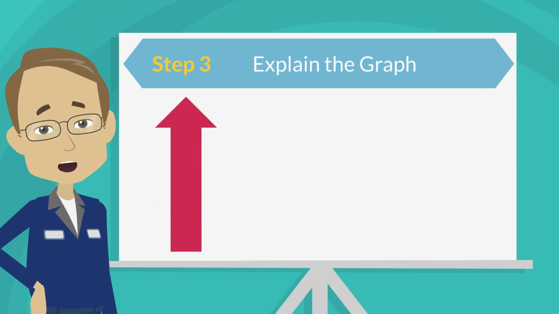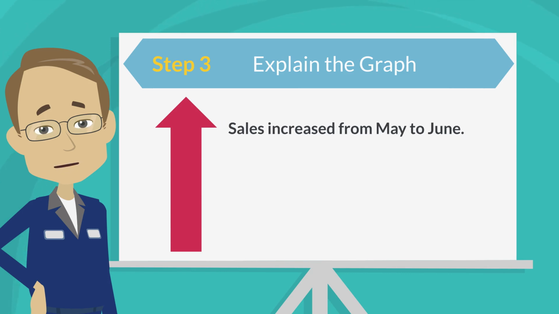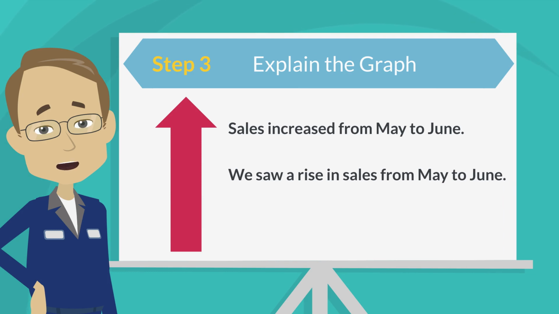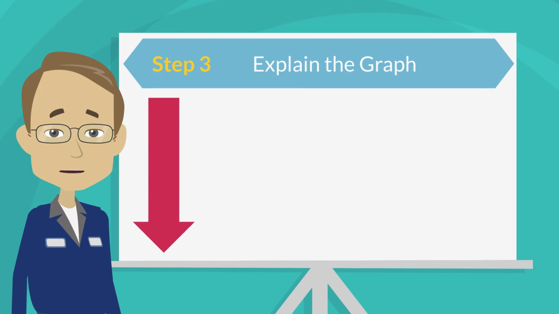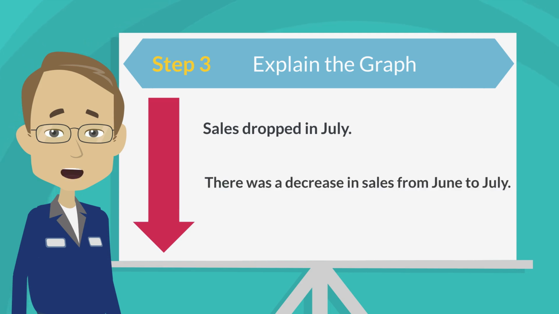You can talk about upward movement like this. Sales increased from May to June. We saw a rise in sales from May to June. Sales reached a peak in August. You can talk about downward movement like this. Sales dropped in July. There was a decrease in sales from June to July.